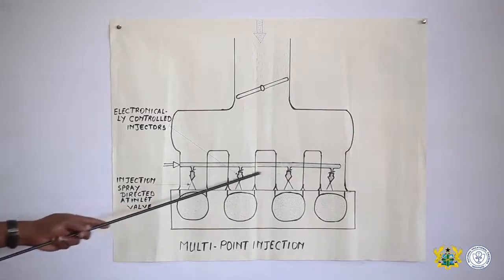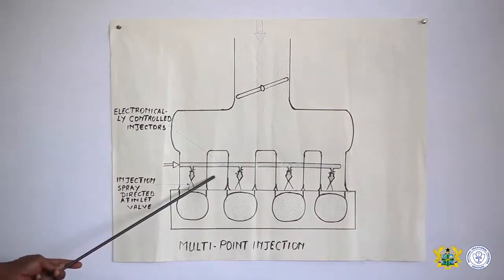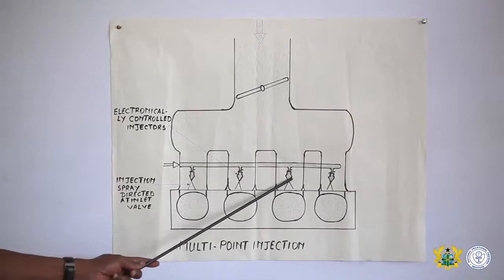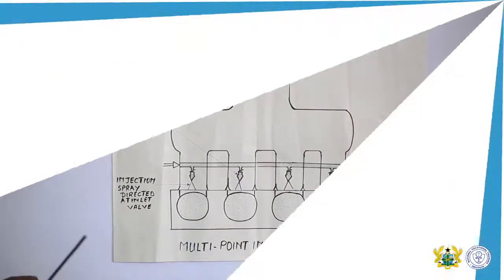This is the multi-point injection system. The problem of the single point injection system is therefore eliminated because each individual injector will be spraying according to the engine firing order. I've already introduced to you the problems with the single point injection system. So the multi-point injection system is therefore used to overcome the problem of the single point injection system.